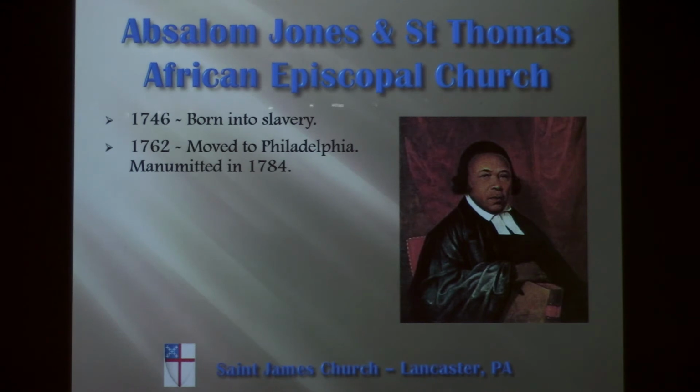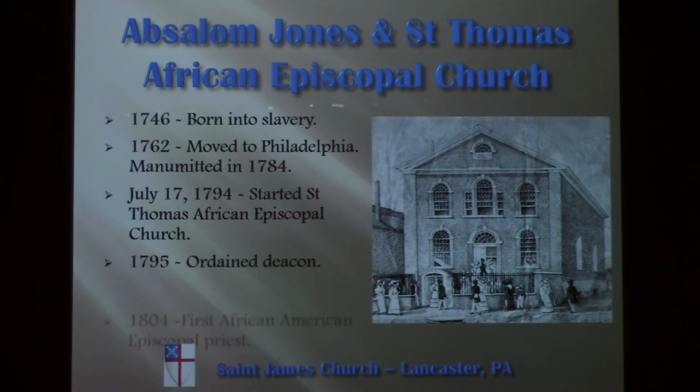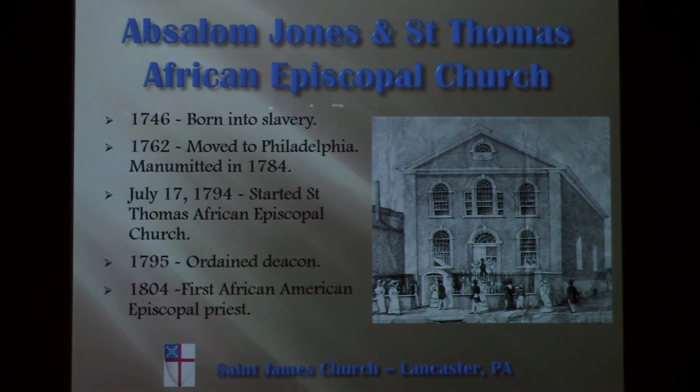But he was born a slave in Delaware, so it's not a slavery like in the Deep South, but a slave nevertheless, and he was sold to a merchant in Philadelphia. And he was able to earn enough money to buy his freedom. But before he did that, he bought the freedom for his wife so that his children would be born free. Because if his wife had remained in slavery, then the children would automatically be slaves as well. So he got his wife free, he got himself free, and started the St. Thomas African Episcopal Church in Philadelphia. He was ordained a deacon in '95 and the first black African American priest in 1804.